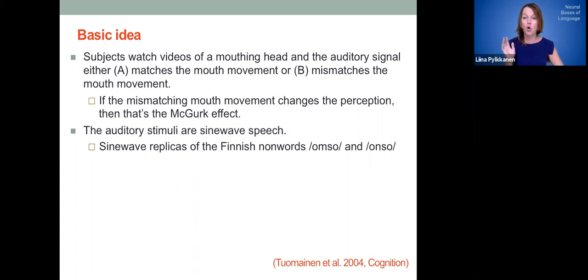Okay, so omso looks different from onso because omso includes that bilabial M sound. You can see that it's omso, and onso does not have the lips coming together the same way. Okay, and crucially, it's sine wave versions of those. And again, it's a task where you have to indicate which one you heard, okay?